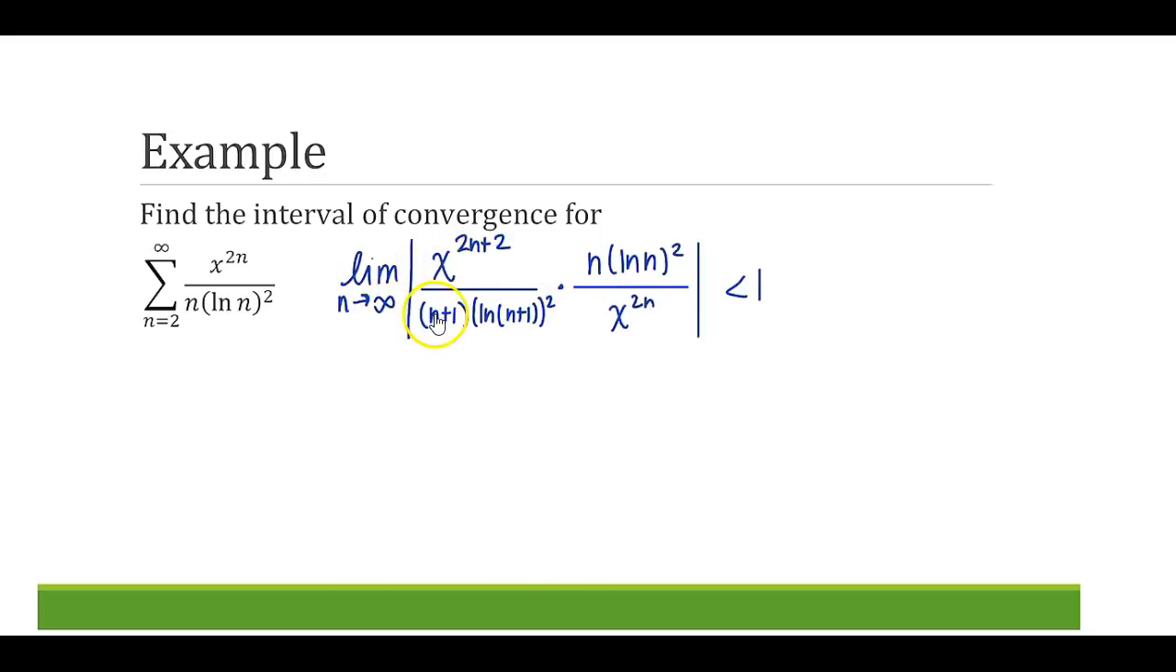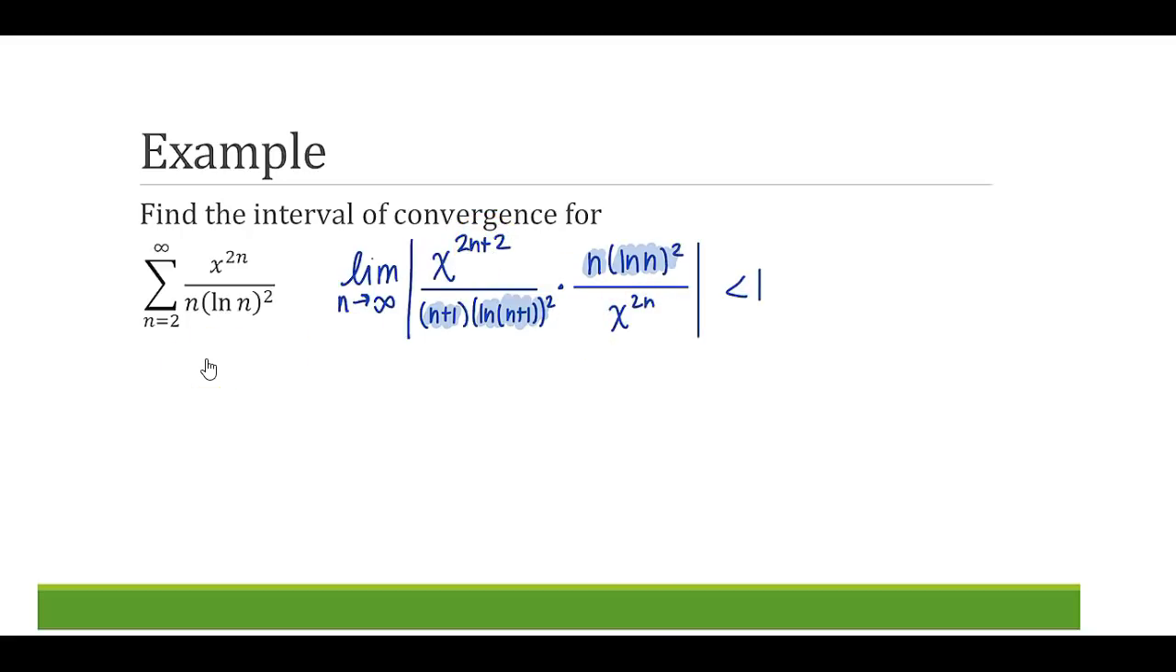So as n approaches infinity, let's see all the quantities that have n involved here. So we have n, and then an n plus 1. As n approaches infinity, we can see that part's going to become 1. And then here we have natural log of n squared, natural log of n plus 1 squared. That as well is going to go to 1 as n approaches infinity, because we still basically just have natural log n, each of those is squared. So then all we're really going to have left is this x to the 2n plus 2 and this x to the 2n part.